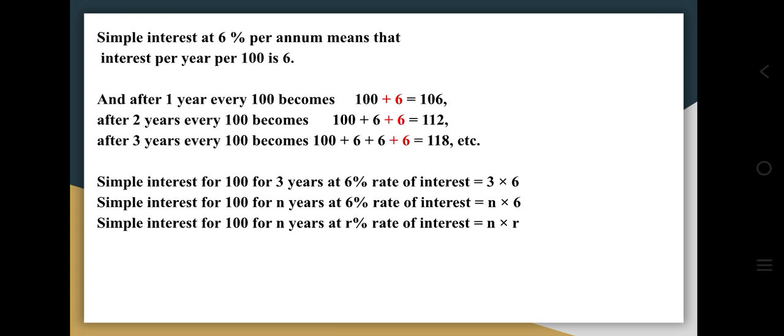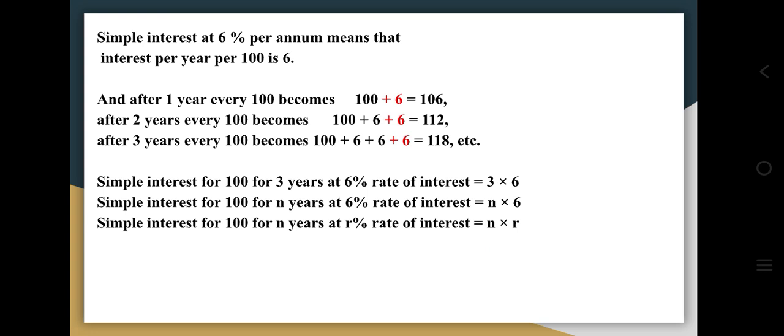The interest will not change. The interest for the first year is also 6, second year is also 6, third year is also 6, and so on. And after 1 year, the amount 100 becomes 100 plus first year interest 6. That is 106.